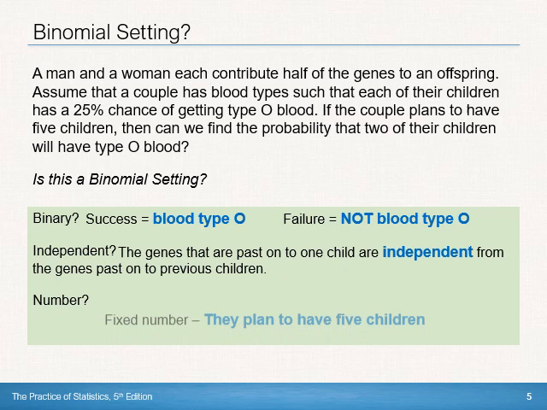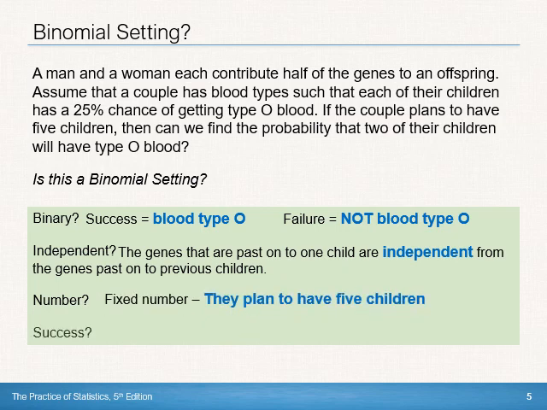Do we have a fixed number? Yes, they say they're going to have 5 children. And is the probability of success the same every time? Yes, it doesn't change. It's all based on what the parents' blood types are, and those aren't changing. So the probability of success is going to be the same every time.